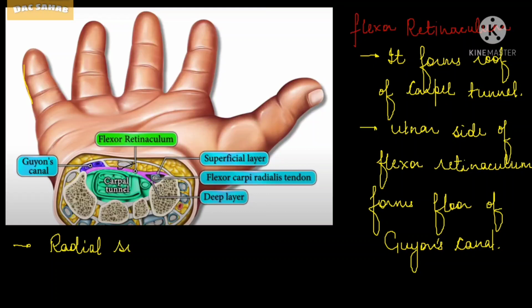The radial side or aspect of flexor retinaculum divides into two parts, the superficial layer and the deep layer. See here you can see the radial part of flexor retinaculum divides into two layers, the superficial layer and the deep layer. Between both these layers, the tendon of flexor carpi radialis muscle is present. Alright.